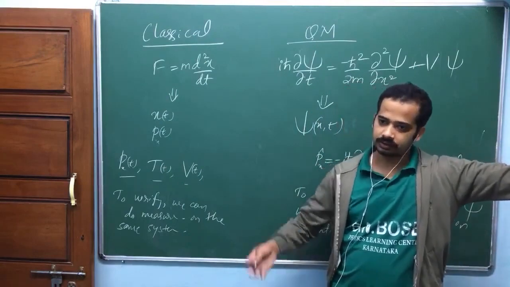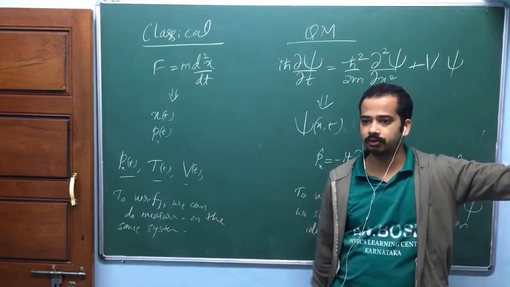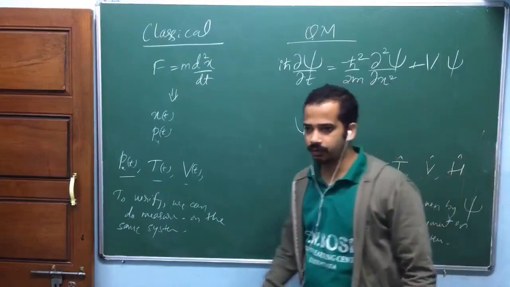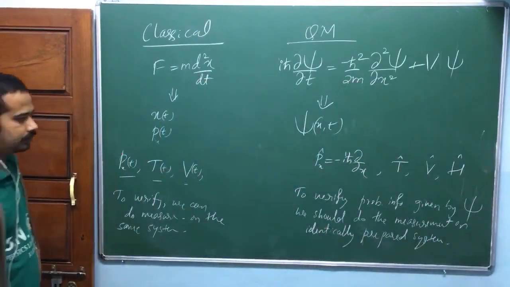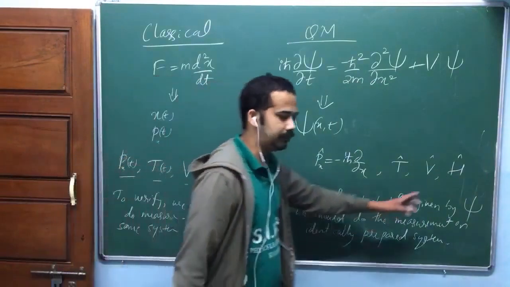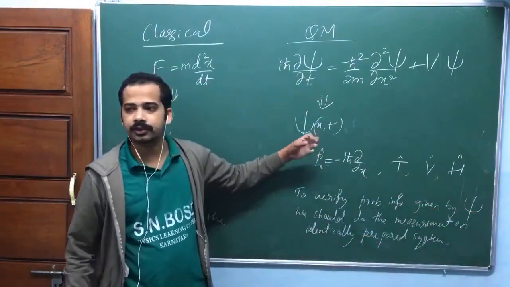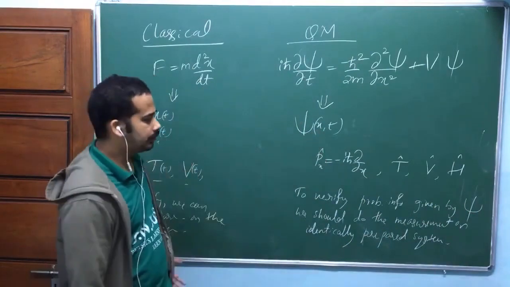Is that okay? One electron comes from slit 1, slit 2. When you observe, when you are not observing, it is in the superposition state. Is it clear? Quickly. Now look at here. To verify probability information that is given by the wave function, you should take identically prepared systems. All are prepared in the same state. We call it a freshly prepared system. Is that okay? So these are the differences.